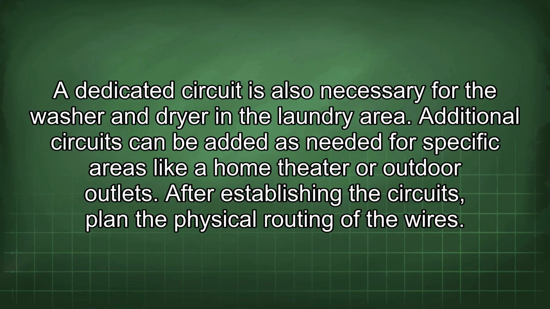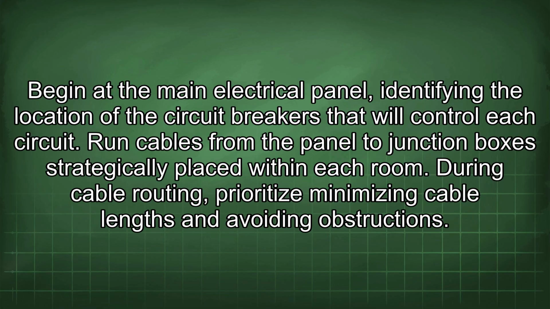After establishing the circuits, plan the physical routing of the wires. Begin at the main electrical panel, identifying the location of the circuit breakers that will control each circuit. Run cables from the panel to junction boxes strategically placed within each room. During cable routing, prioritize minimizing cable lengths and avoiding obstructions.